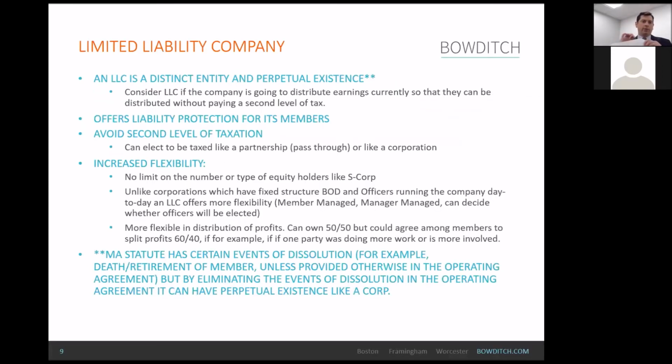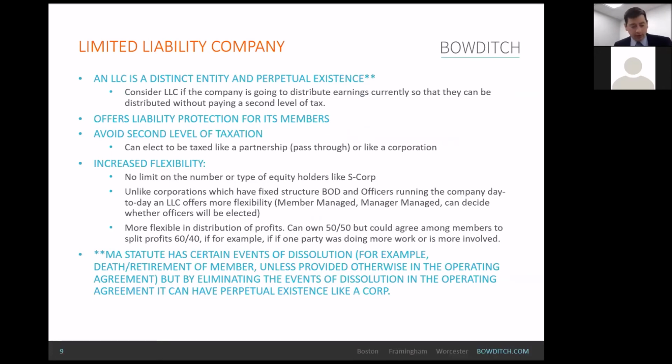So limited liability companies. Like corporations, limited liability companies are distinct entities which can offer perpetual existence. Again, like corporations, I will note that Massachusetts, by statute in its LLC statute, provides for certain events of dissolution, which can result in death or retirement of a member, which, unless you deal with it properly in the operating agreement, can result in the automatic dissolution of that entity. But again, as long as you deal with it in your operating agreement, you can have that perpetual existence like you can in a corporation.